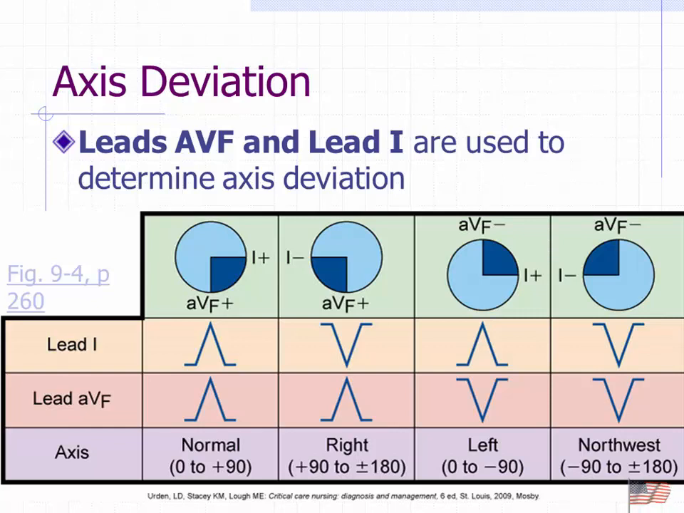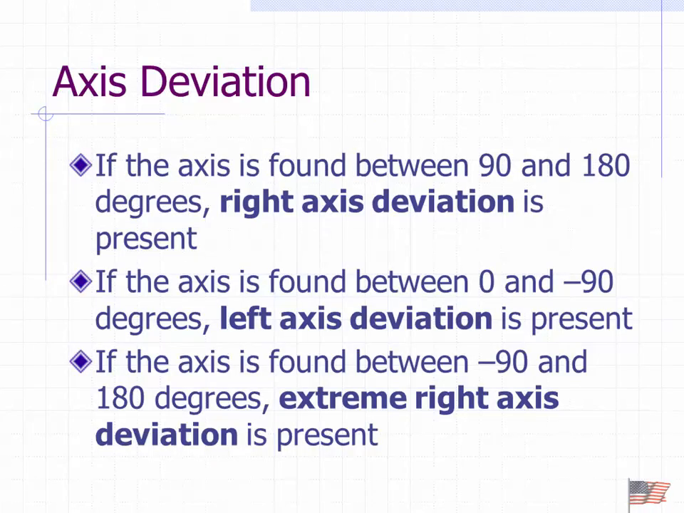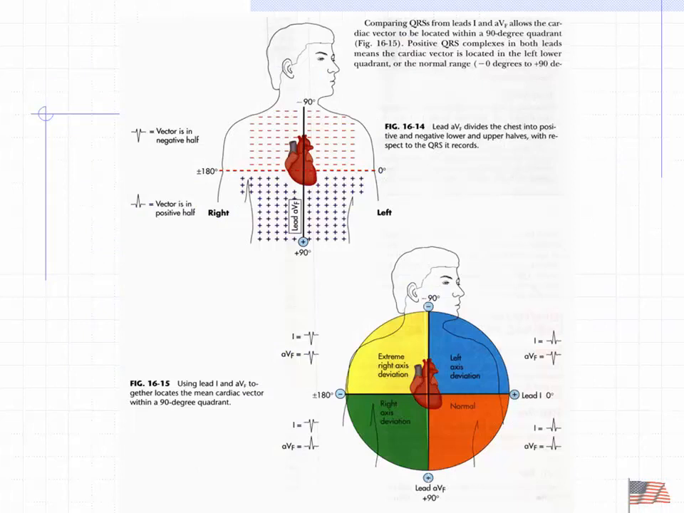With left axis deviation, it is going in the leftward direction, so right to left. Lead 1 is going to be positive, but it's also going bottom to top, so it's a negative deflection in AVF. And then finally, they're both negative. This slide calls that quadrant northwest; you can call it indeterminate, or no man's land, whatever. Another term for it is extreme right axis deviation.